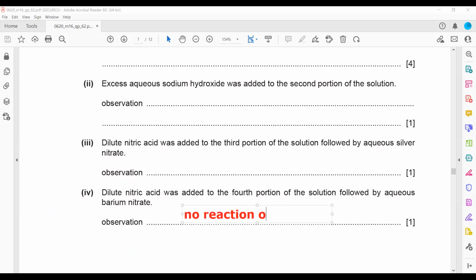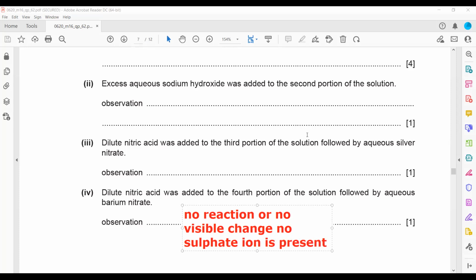or no visible change. Why are we writing no reaction or no visible change? Because it does not contain sulfate, so no sulfate ion is present. That's why we are getting a negative result. So this is the first part.